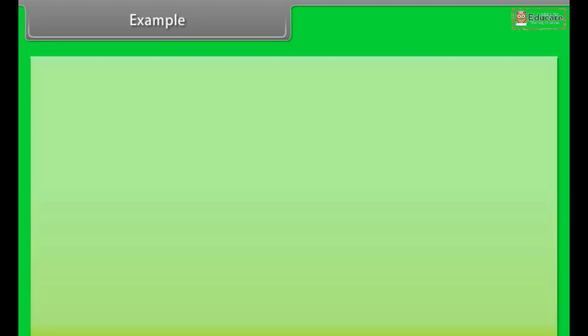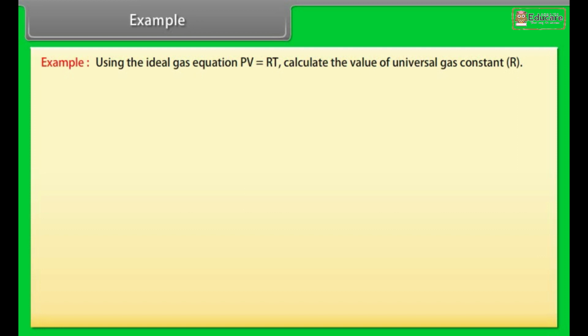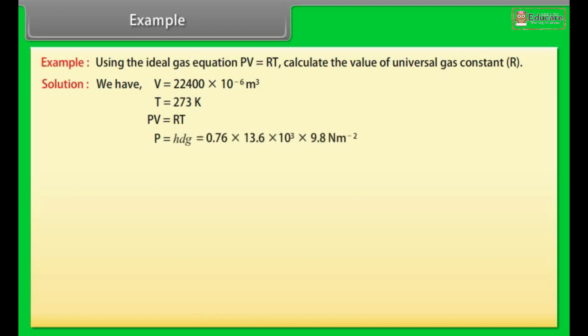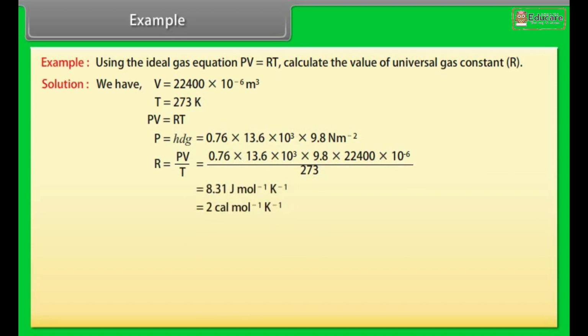Example. Let's take an example of kinetic theory of an ideal gas using the ideal gas equation PV = RT. Calculate the value of the universal gas constant. Let's see the solution. We have V = 22,400 × 10^-6 m³, T = 273 Kelvin. PV = RT, P = hρg. Now, we calculate the value of R by putting the values. R = PV/T = 2 calorie per mole per Kelvin.